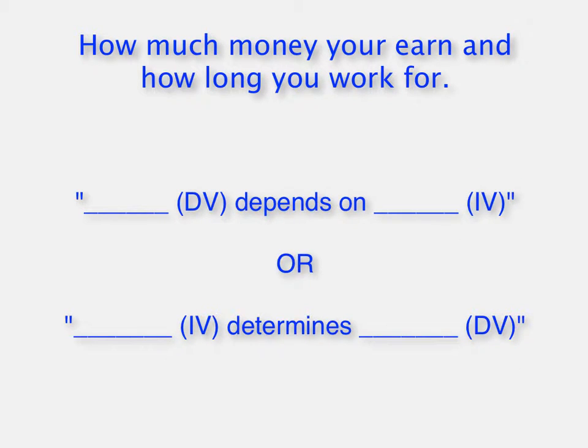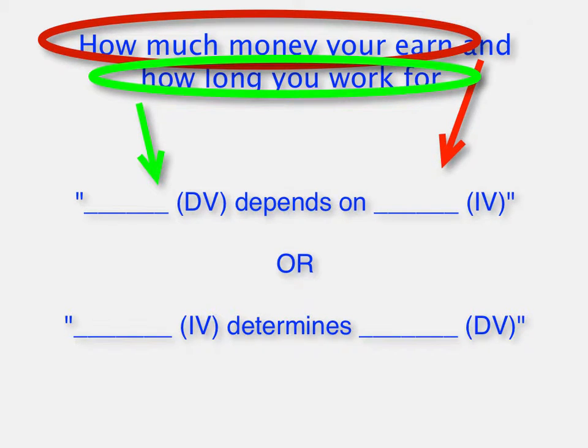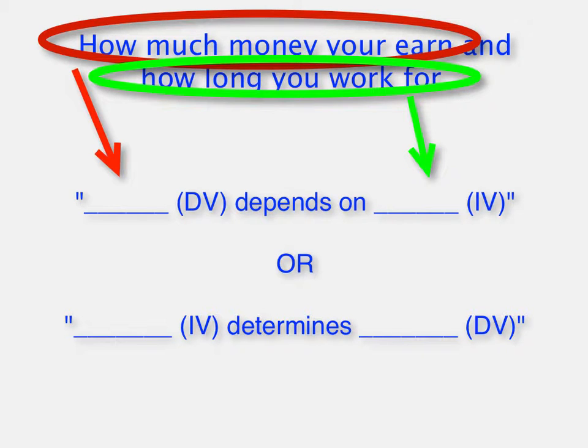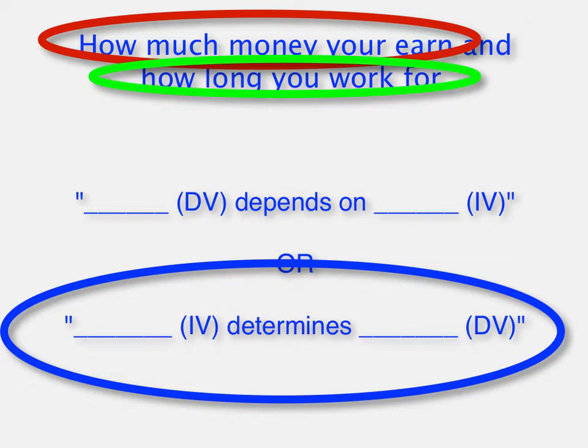For instance, which makes more sense? How much money you earn depends on how long you work for, or how long you work for depends on how much money you earn. I think it makes much more sense that how much money you earn depends on how long you work for. So that tells us how much money you earn is the dependent variable and how long you work for is the independent variable.